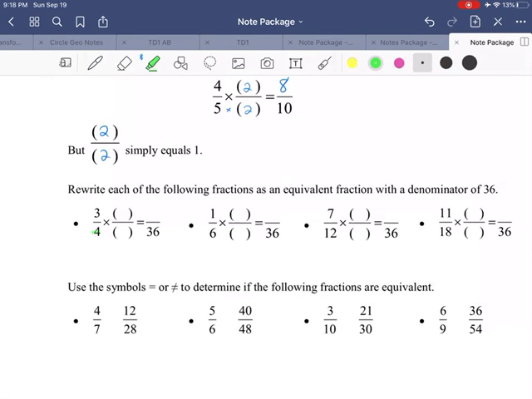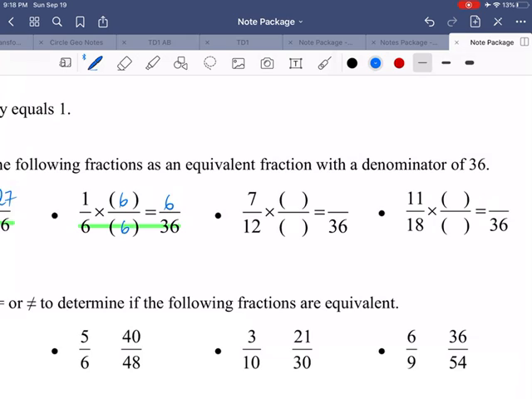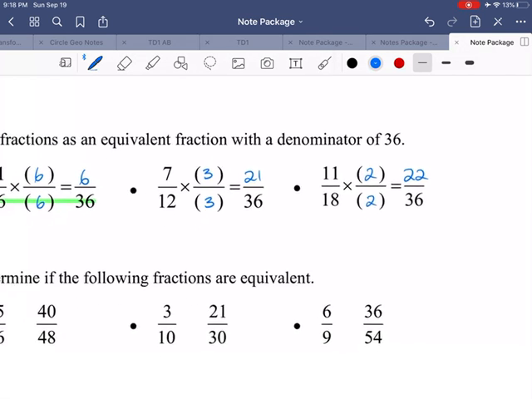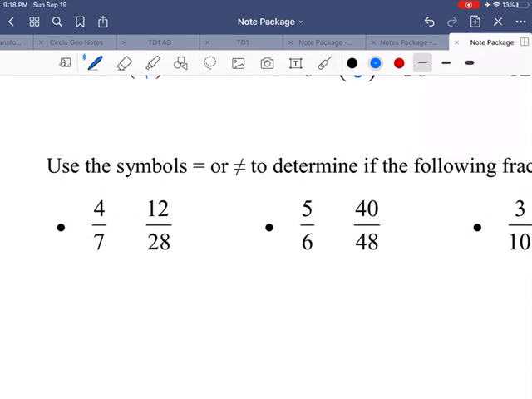So let's think here. How do I go from 4 to 36? What do I multiply by? And it's got to be 9. So if I do the same thing at the top, I'm going to get 27 over 36. If I go from 6 to 36, I got to multiply by 6. So let's do the same thing to the top, and it's 6 out of 36. They're equivalent fractions. What times 12 will get me to 36? Multiplied by 3. So do the same to the top, and we get 21 out of 36. And 18 times 2 gives me 36, so 11 times 2 is 22. They're all equivalent. So let's figure out and use these symbols if they are the same.